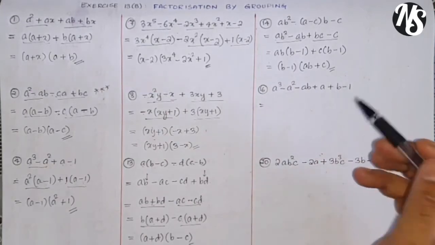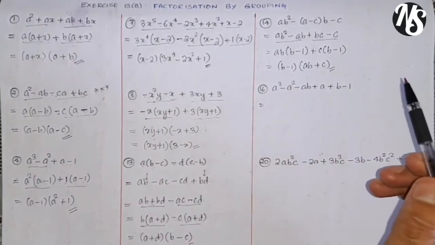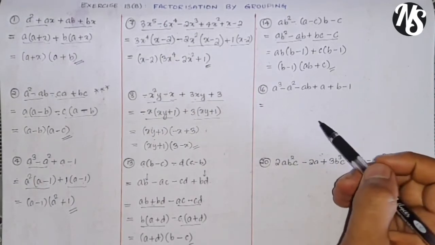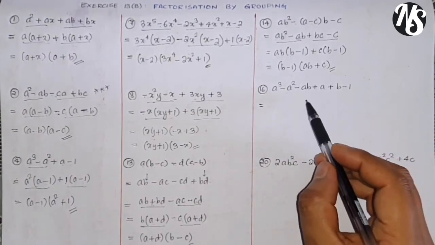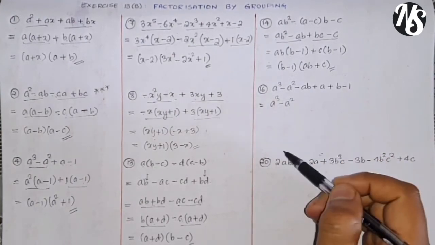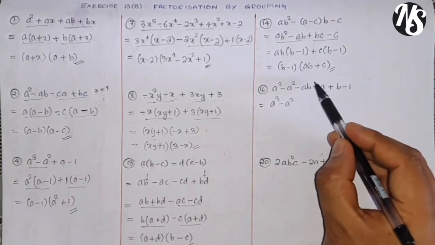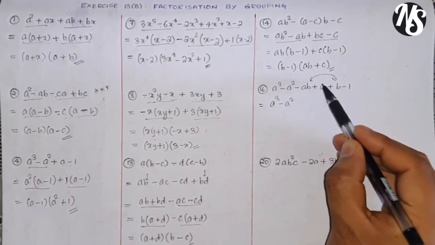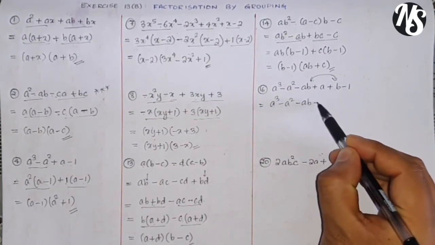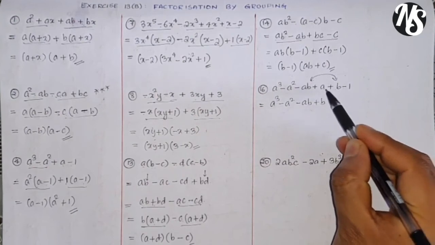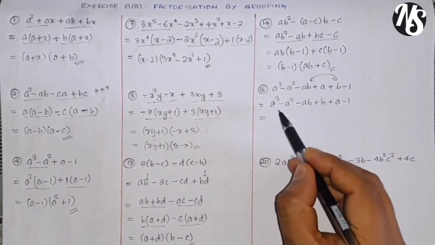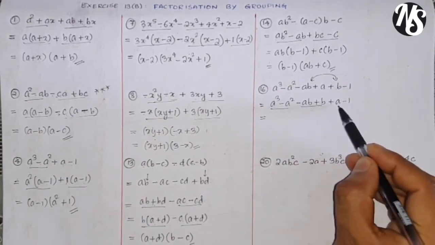So here also what we are going to do is we will group similar things. Okay, so for example, what I am going to do here is we have A cube minus A square. Okay, now let me group the terms containing B together. So we write minus AB plus B, and the leftover is A minus 1. Okay, now among these two, let's group them together.